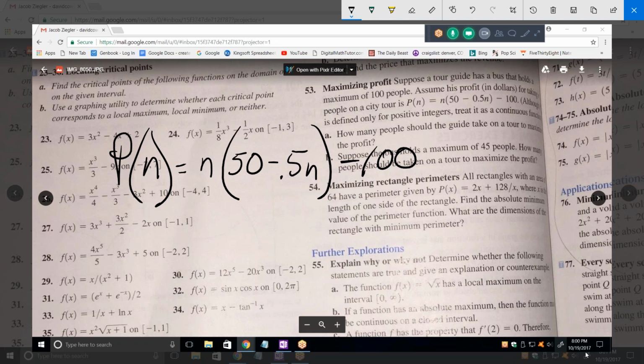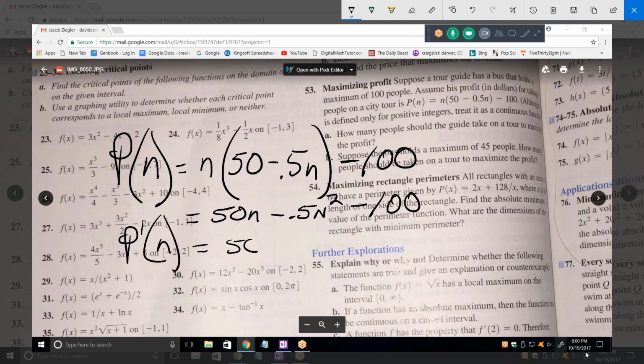So first of all, let's distribute this, make it a little easier to read. Or, excuse me, make it a little bit easier to take the derivative of. We don't have to use the product rule. Once I distribute it, I have a polynomial and I can just differentiate term by term. So P prime of n is equal to 50 minus n. That's it.